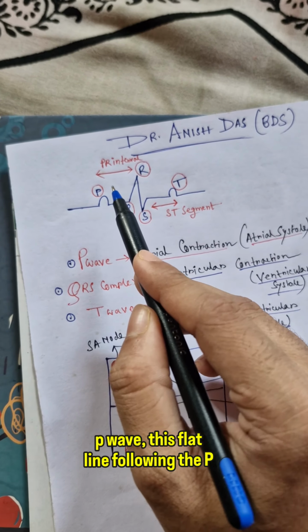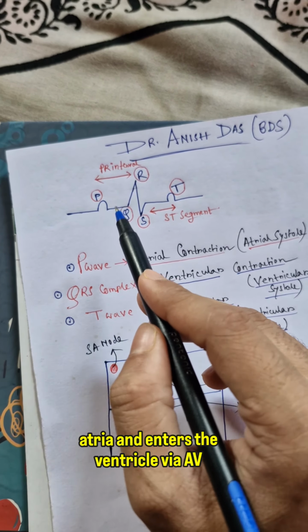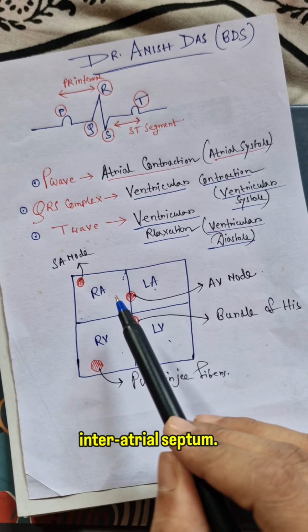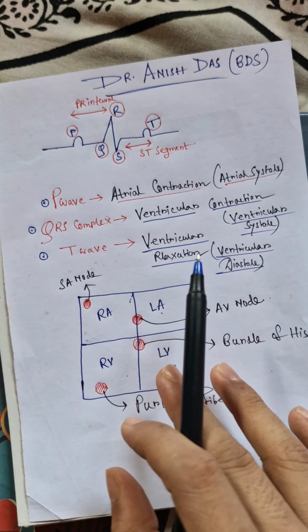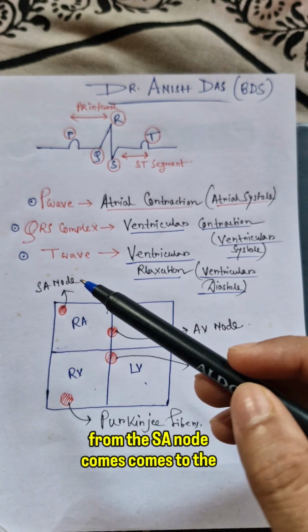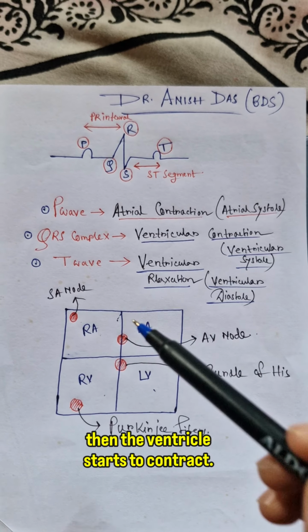Now this flat line following the P wave is when the signal passes through the atria and enters the ventricle via the AV node. The AV node is located in the interatrial septum. Here the AV node is located. So when the action potential from the SA node comes via the AV node, then the ventricle starts to contract.